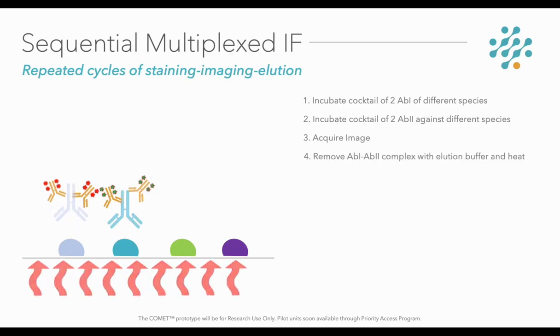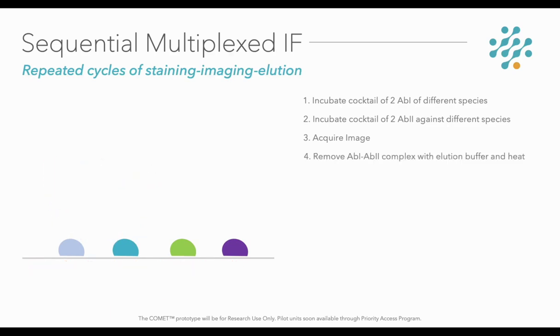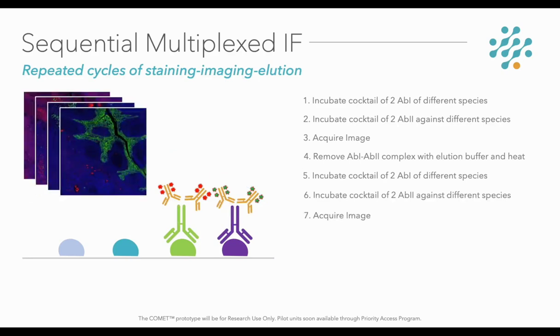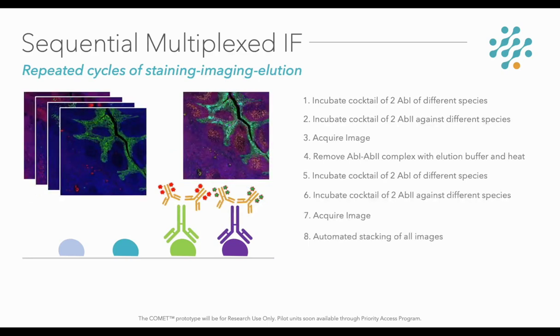We then remove all the antibodies using an elution buffer and heat. We repeat this process over and over again. The instrument will automatically register, stack, and stitch all the images.